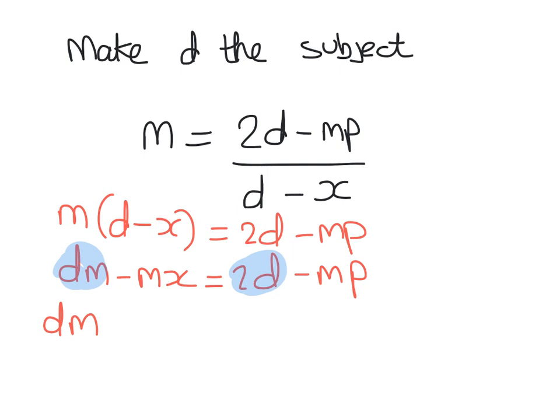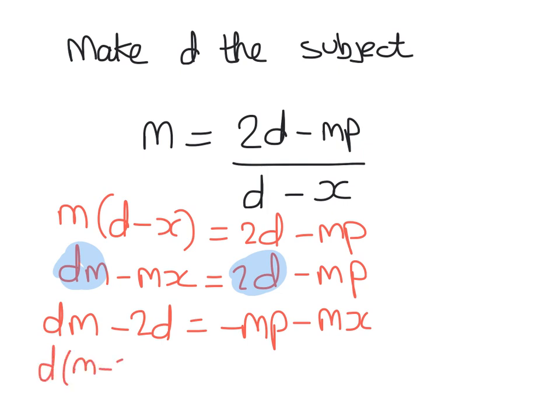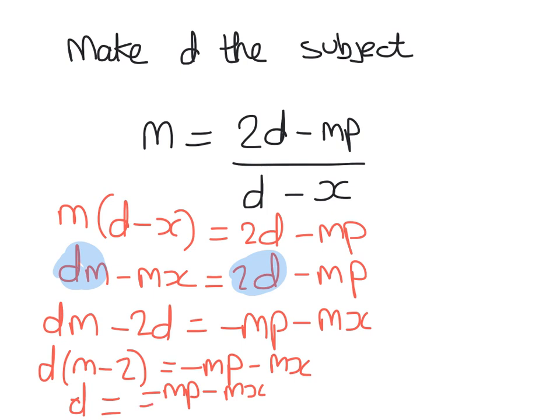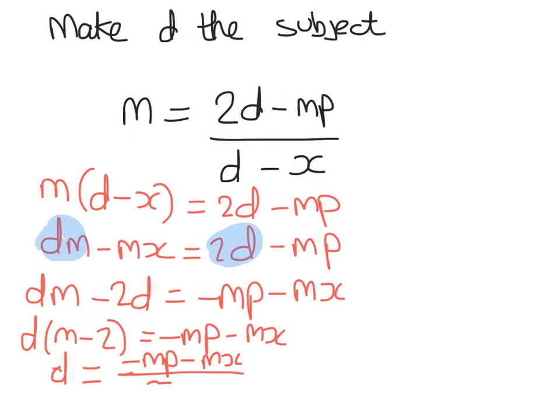So dm minus 2d equals minus mp minus mx. So d bracket m minus 2 equals minus mp minus mx. So d equals minus mp minus mx over m minus 2.